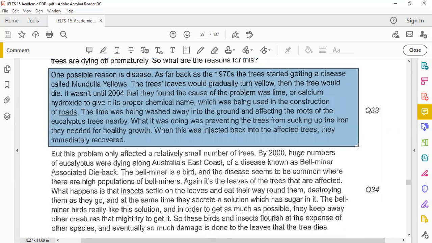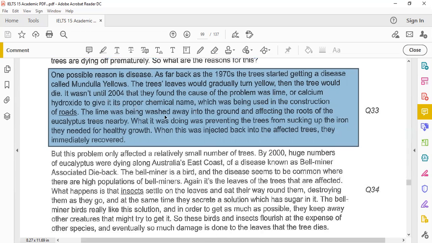One possible reason is disease. As far back as the 1970s, the trees started getting a disease called Mundulla Yellows. The tree's leaves would gradually turn yellow, and then the tree would die. It wasn't until 2004 that they found the cause of the problem was lime, or calcium hydroxide to give it its proper chemical name, which was being used in the construction of roads.